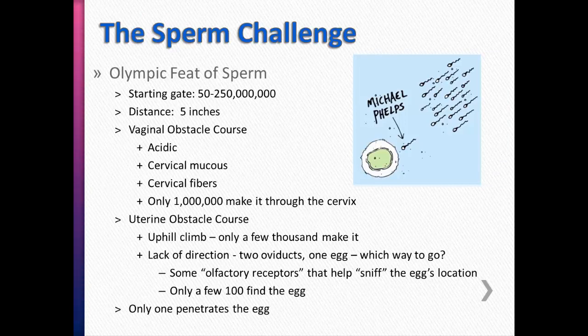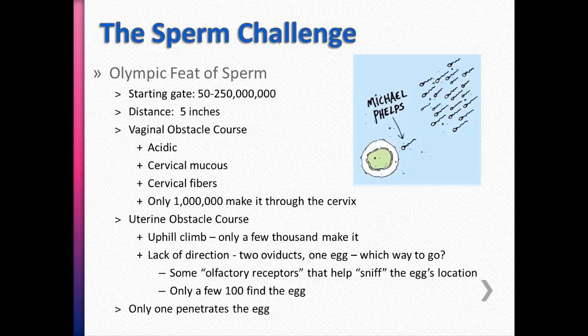Now, the sperm have a challenge. If they do get to the female, they're going to have a challenge to actually get to the egg, and that's what I like to think of as our Olympic feat, with Michael Phelps leading the way. At the starting gate, we only have between 50 million and 250 million sperm, which is a lot, but not many of them are actually going to finally make it to the egg. They only have to swim a distance of 5 inches, but sperm are so small, that's like us swimming 40 miles. So that's a big distance, actually.